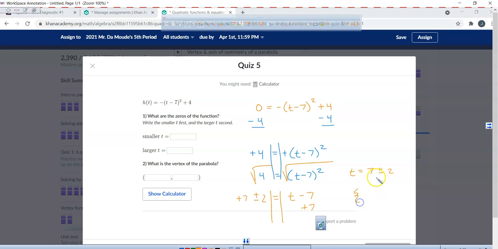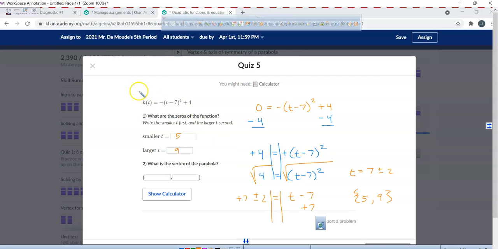So what's my solution set? Well, what is 7 plus 2? That's a 9. And what's 7 minus 2? That's a 5. So my smaller value of t is 5, and my larger value of t is 9. And that's all I have to do to make it equal to 0.